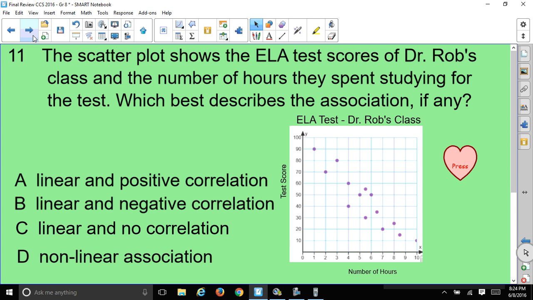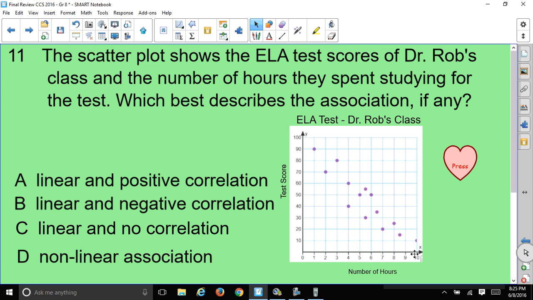So here's our next question. The scatter plot shows the ELA test scores of Dr. Rob's class and the number of hours they spent studying for the test. Which best describes the association, if any? So here's the ELA test scatter plot of my class. Here are our test scores ranging from 0 to 100. Here are the number of hours on the x-axis that they studied.